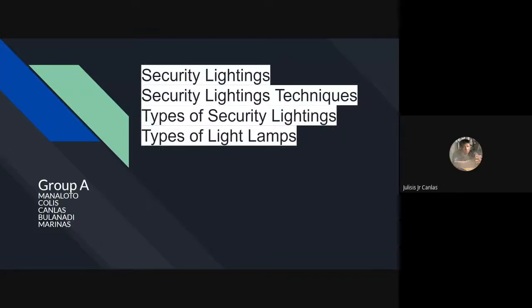Good afternoon, class. We are Group A, and Group A consists of Mr. Manaloto, Mr. Collis, Mr. Calas, Mr. Bulanadi, and Mr. Marinas. The topic that we're going to discuss and present is the different kinds of security lighting techniques, types of security lighting, and the last one is the types of light lamps.